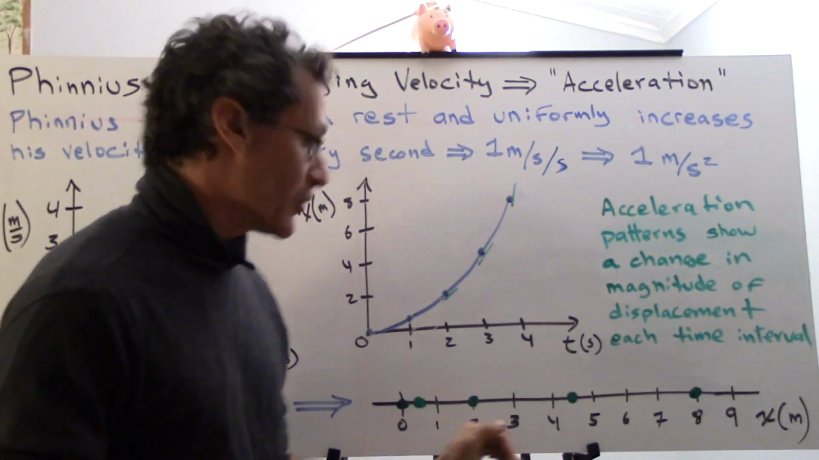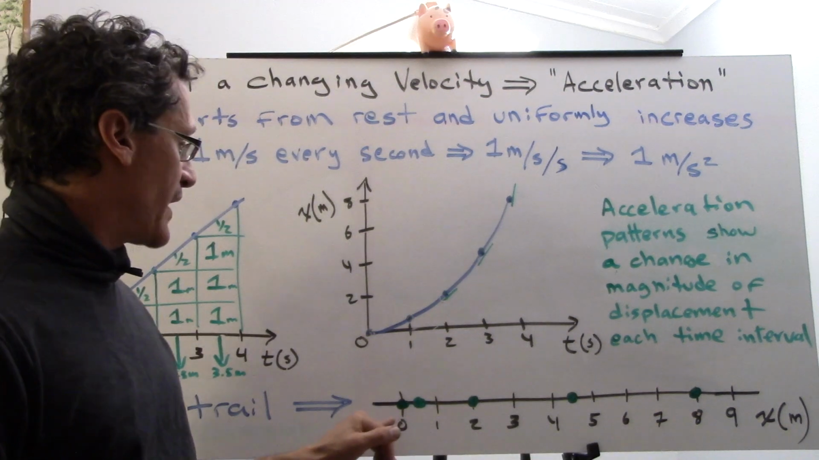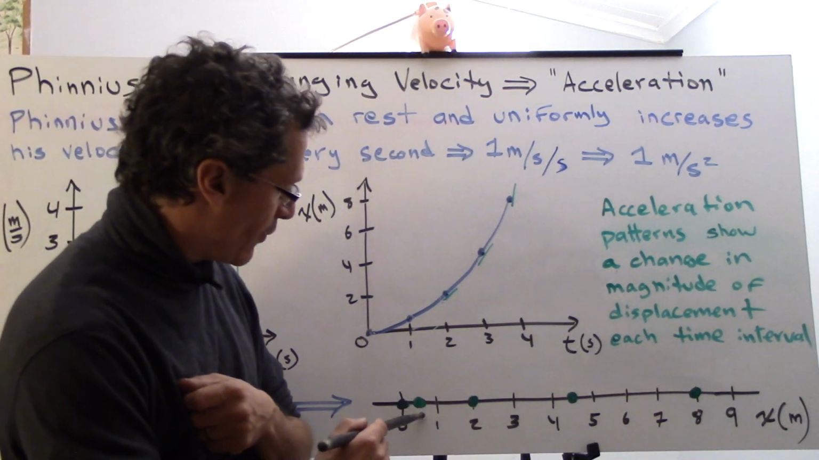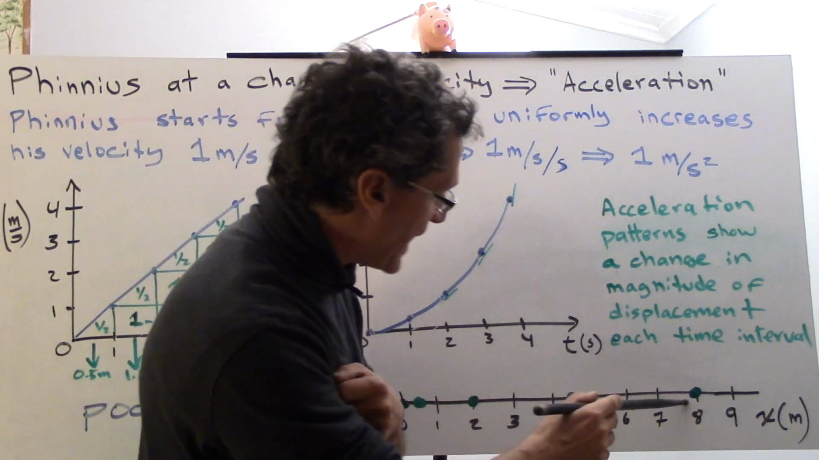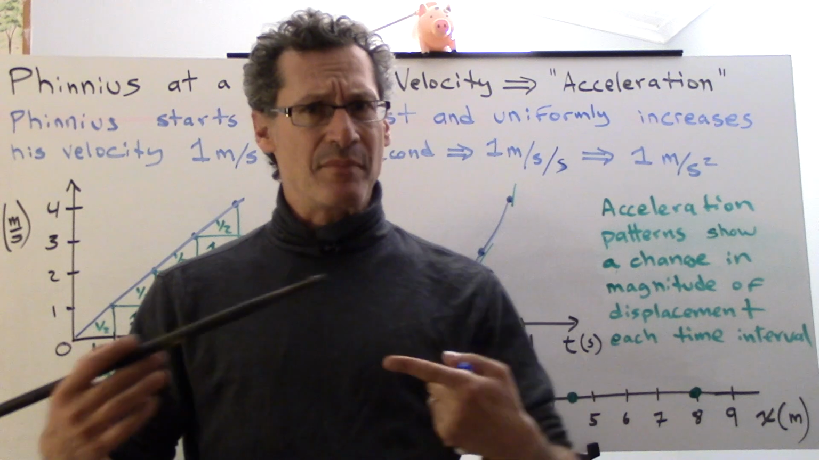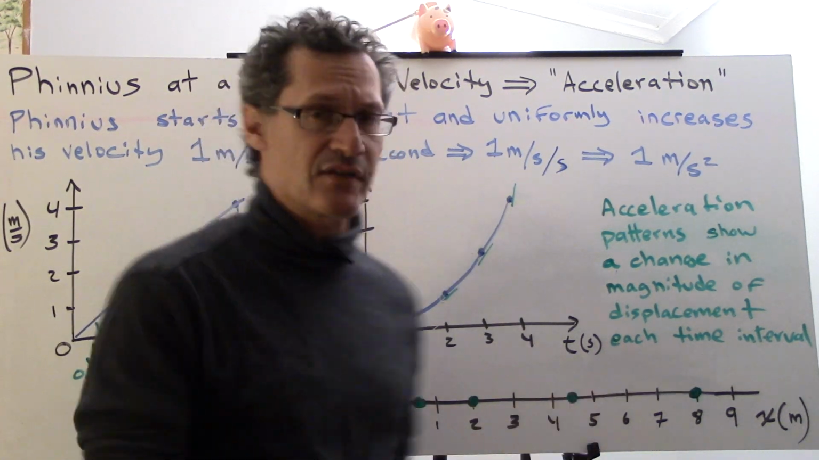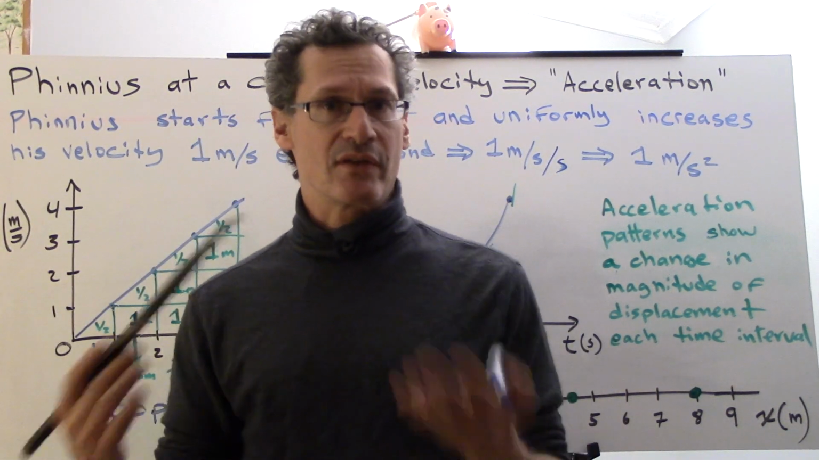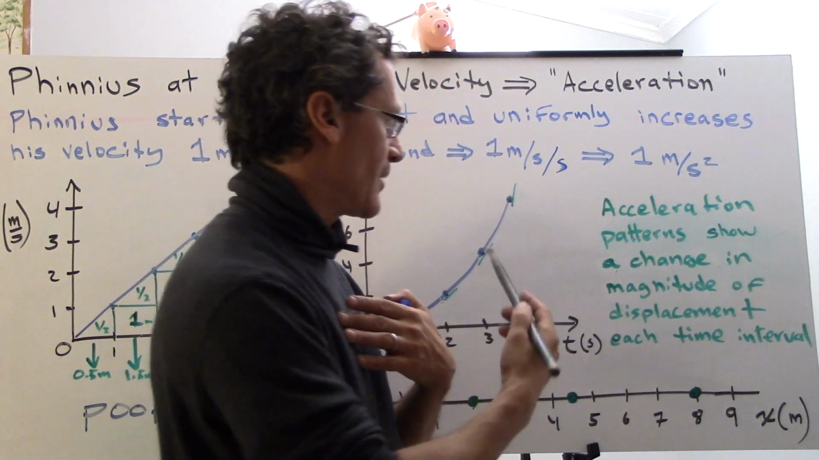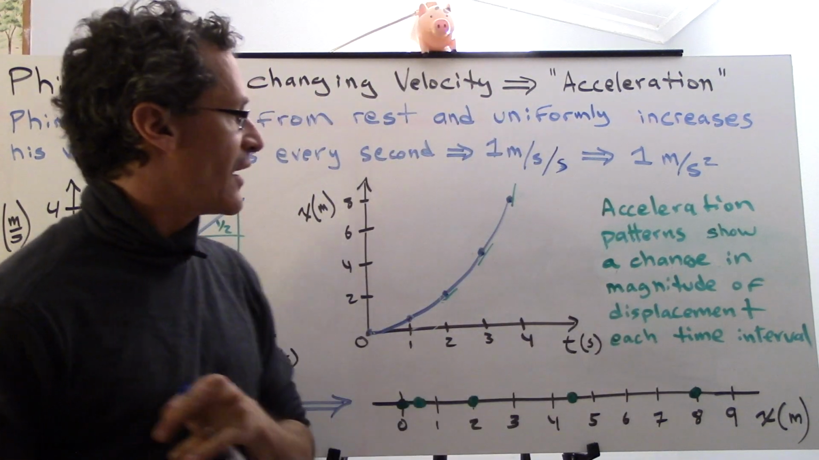And so on the poop trail here, we have a pattern that looks like this: 0, 1/2, 2, 4.5, and 8. So interestingly, he will be at the same position after 4 seconds as when he went at constant velocity at 2 meters per second.